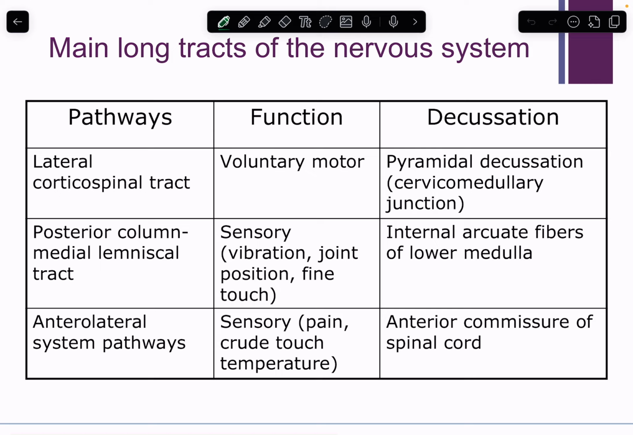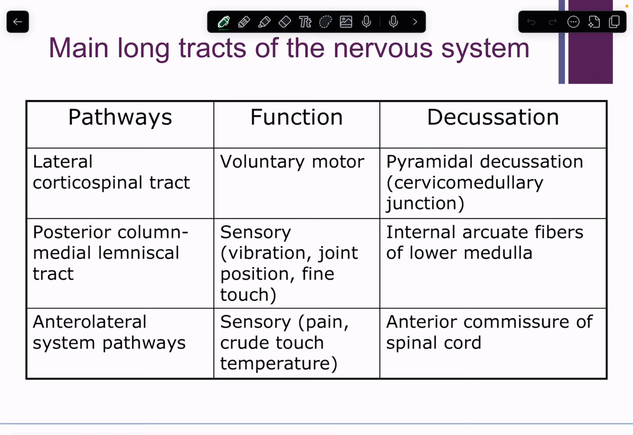So injury to the lateral corticospinal tracts above the medullary decussation, in the brain or spinal cord, will result in motor deficits on the opposite side of the body, so before it decussates. While injuries below the decussation, so below the lower part of the medulla, will cause deficits on the same side, because it already crossed over.